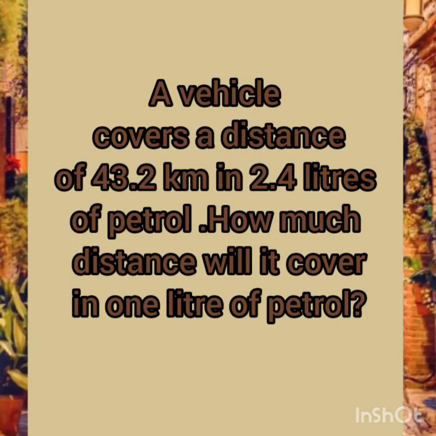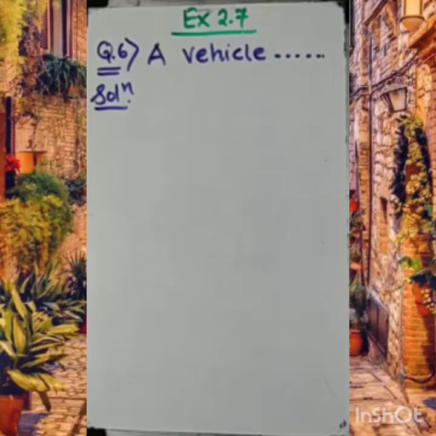My dear student, question number 6 is on your screen. A vehicle covers a distance of 43.2 km in 2.4 liters of petrol. How much distance will it cover in 1 liter of petrol? Dear student, when we have to bring it to 1 liter, meaning the quantity should be less, then we have to divide. Okay, so I am teaching you here how to form a statement. So let's start the solution.